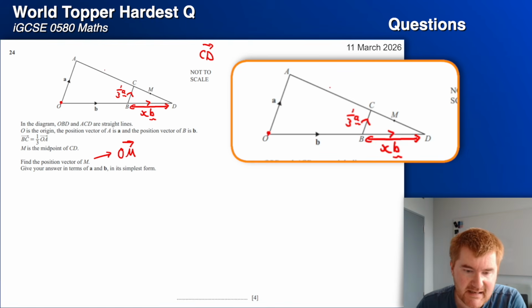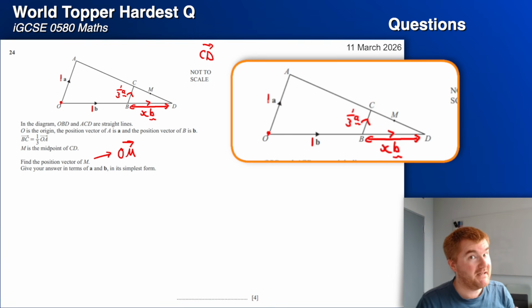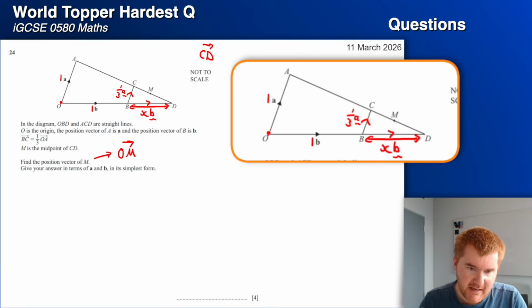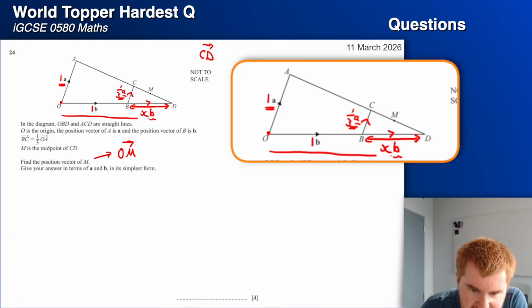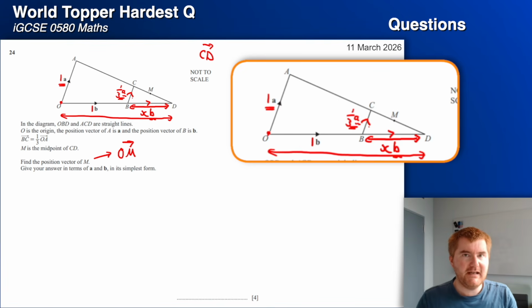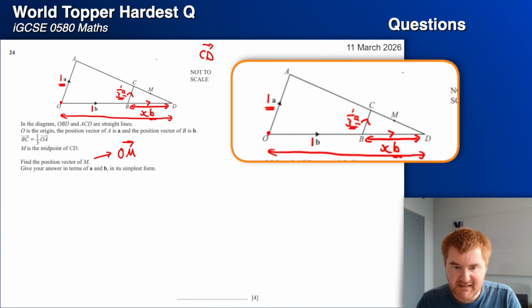And just to make things a bit easier here, I'm going to call this 1b and 1a. That's kind of obvious, but it's going to be helpful for us in this question. What students don't realize when you have a V shape here, which we actually do have, is that there's a similarity between these two parts and the entire vector and this part here. So we can actually make up an equation using the similarity of the big triangle, so that's the triangle OAD, and the small triangle here, BCD.